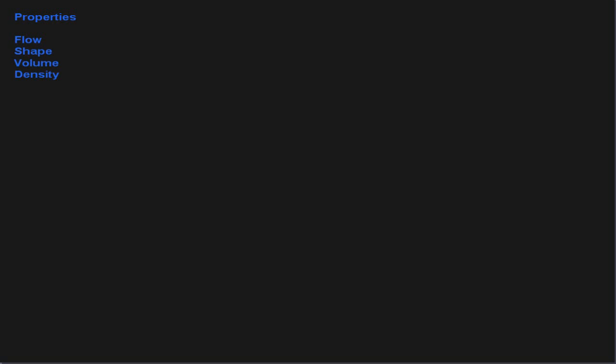So the flow will be how well it flows. The shape will be how it holds its shape. Volume would be how much space it occupies. And density is how much of something there is in a given volume.